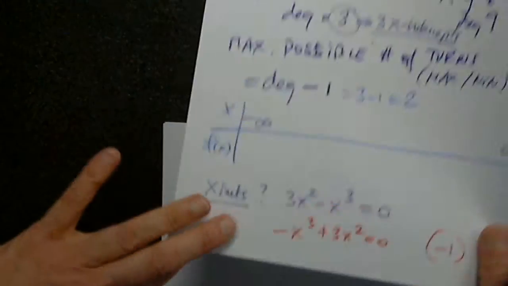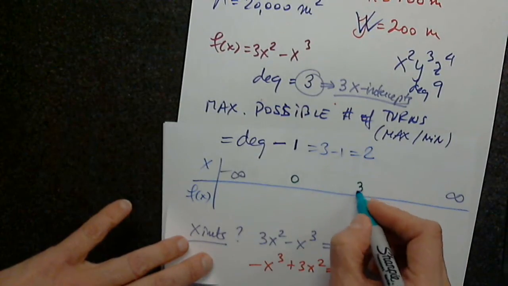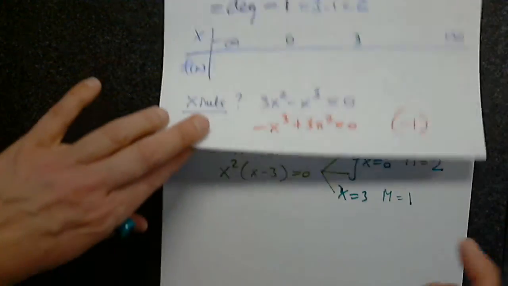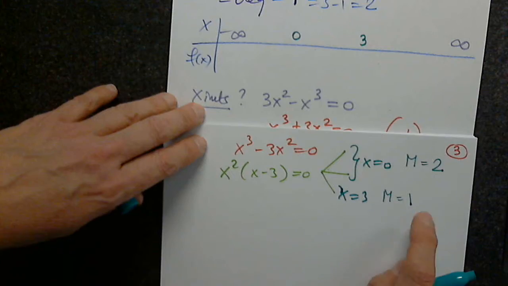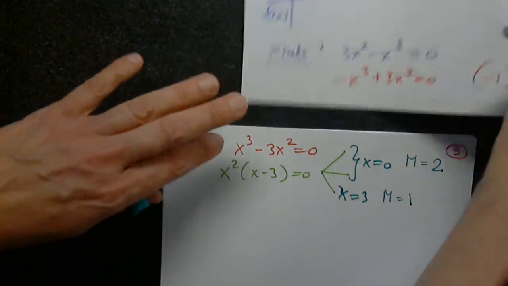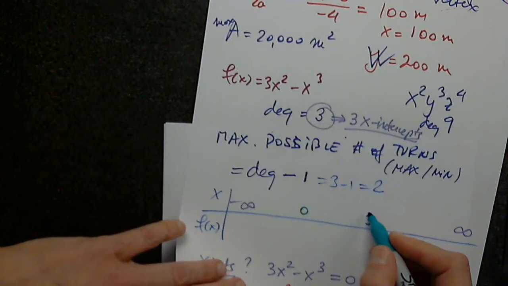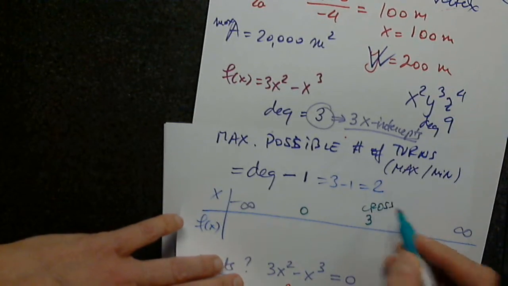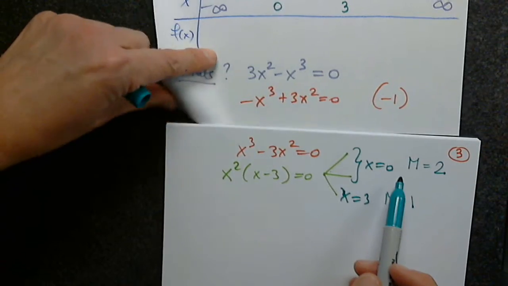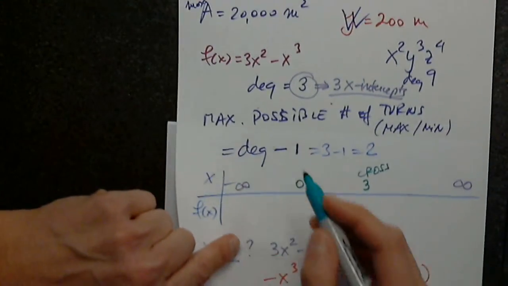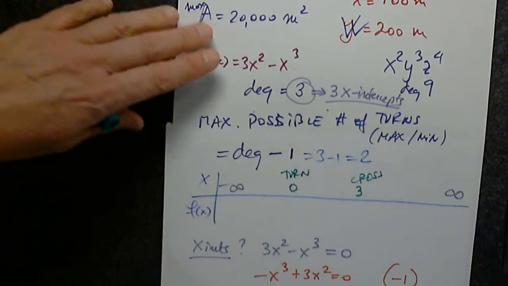Good. So let's put them in the table right now. 0 and 3. At the top, above x equals 3, because the multiplicity is 1, I will make myself a note. What note do I have to make? Cross. Very good. Awesome. Multiplicity is 2. What note do I make for myself? Very good. Awesome. You guys are awesome.